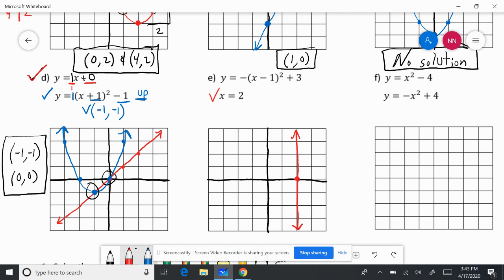Now we're going to look at our quadratic. This time, because of the negative, it's going down. And our vertex is 1 and 3. Remember, it's the opposite, which is 1. We're going to plug in a 1. 1 minus 1 is 0. 0 squared is 0. -0 plus 3 is 3. So that's how we're getting that point. So what we have is a point at 1, 3.